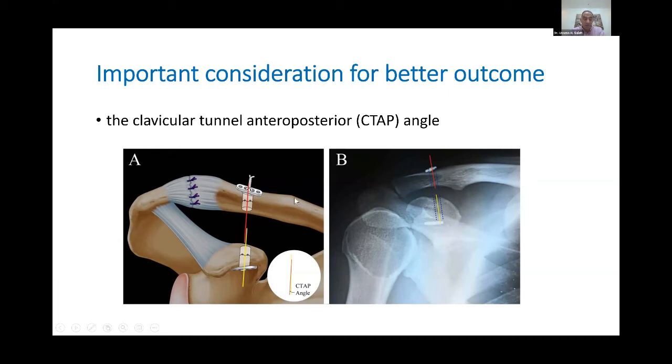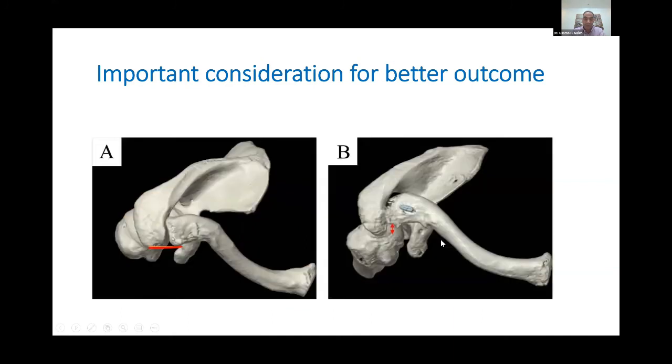Why could it be an issue? Because in the open technique, you drill the clavicle separately from drilling the coracoid. But in our arthroscopic technique, usually we drill both of them in one line, as you saw before.